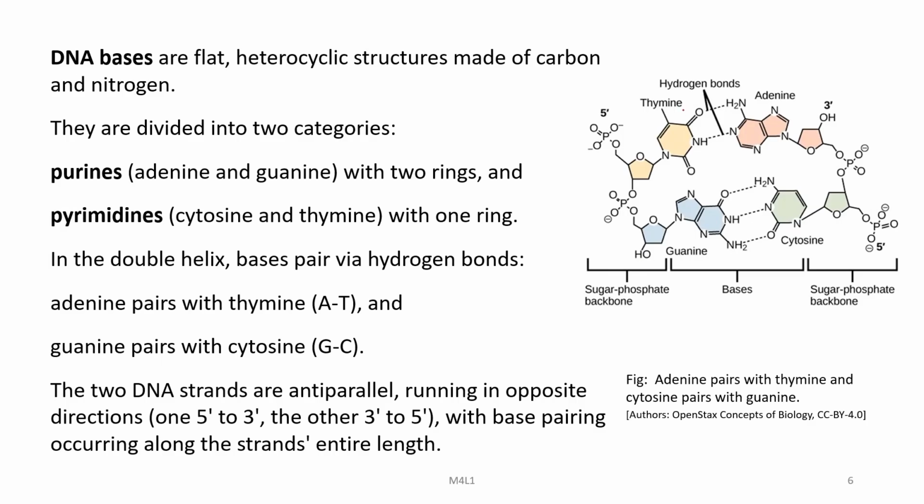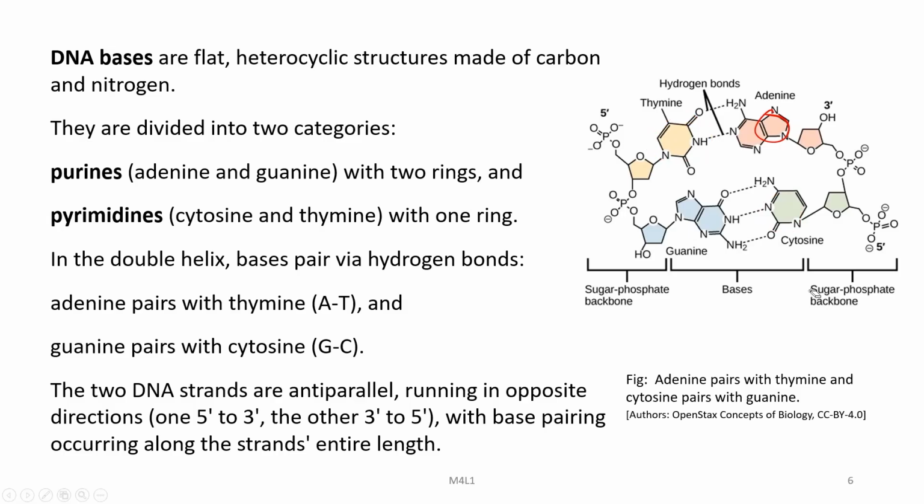These DNA bases are flat heterocyclic structures made of carbon and nitrogen, and they are divided into two categories. The first are the purines, where you have the two members adenine and guanine, and they have two rings each, as you can see here. Then you have the pyrimidines, cytosine and thymine, which have only one single ring each.